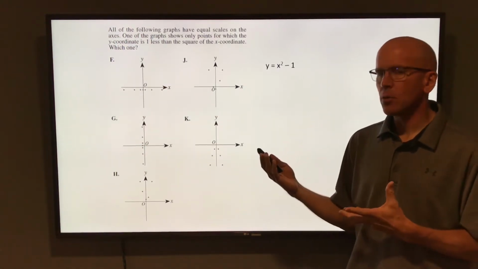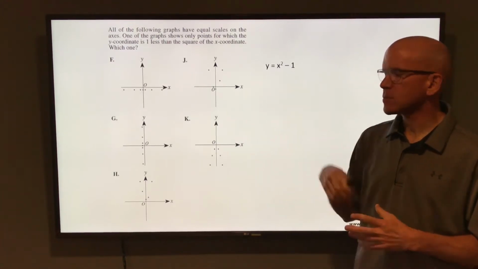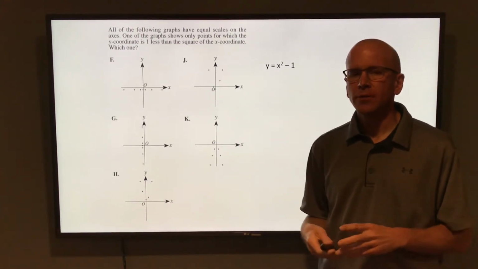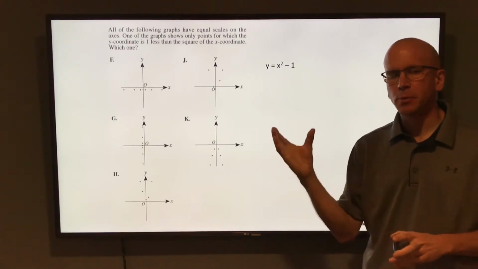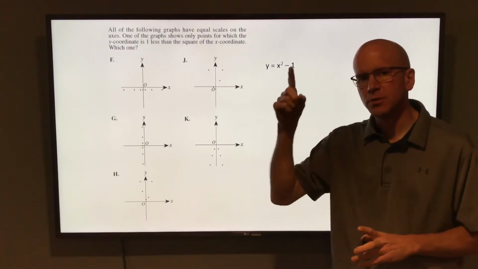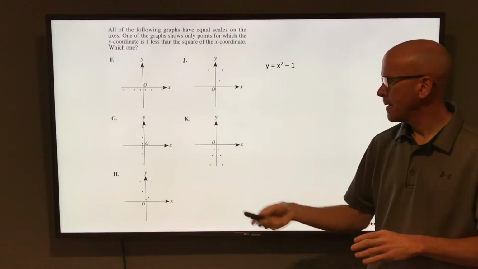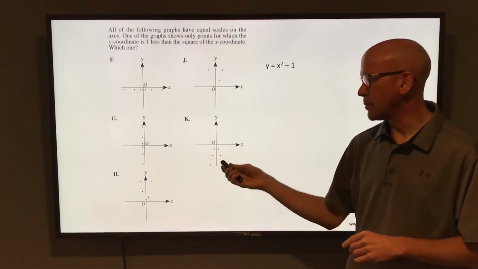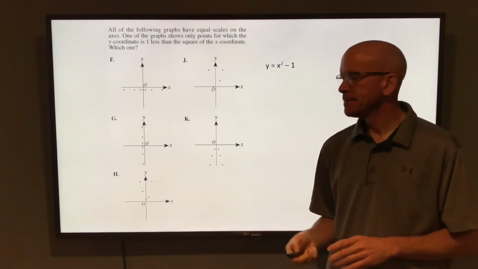Now, does this open up or down? Then you look at the x squared term. The coefficient of the x squared is positive. That means the parabola will open upwards. So it would be a U-shaped graph opening upwards. Letter K here is a U-shaped graph, but it opens downward. So you can throw k out.